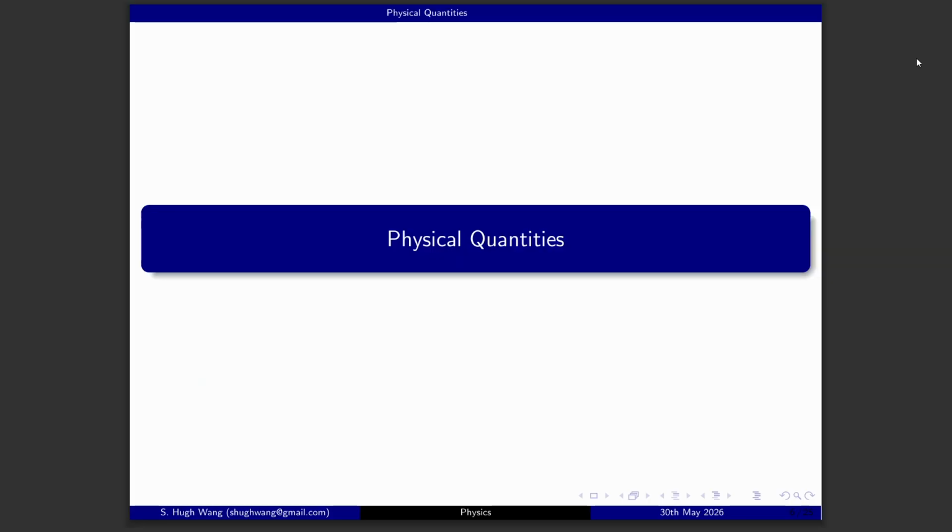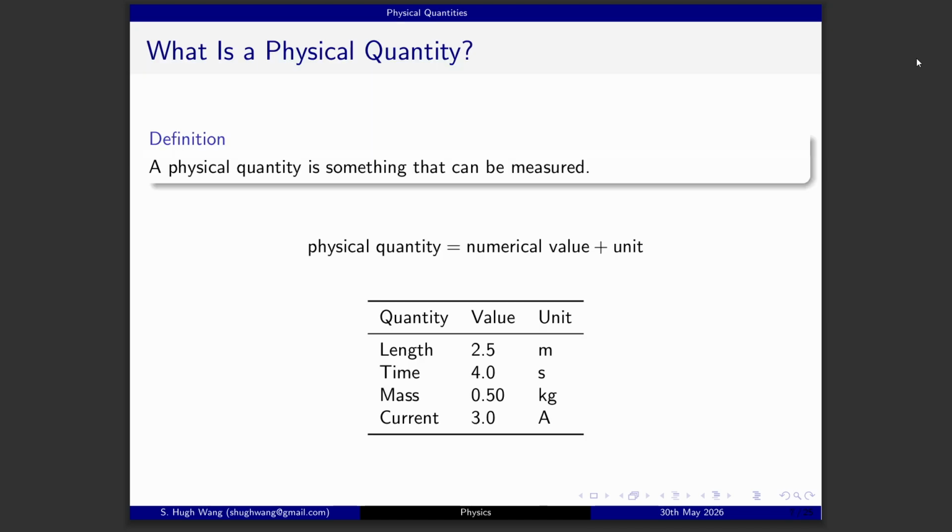Now we can define physical quantities more carefully. A physical quantity is something that can be measured. Examples include length, time, mass, temperature, electric current, force, velocity, and many others. A physical quantity has two parts: a numerical value and a unit. For example, length equals 2.5 meters. Here 2.5 is the numerical value and meter is the unit. So whenever you write a physics answer, ask yourself, have I included both the value and the unit?